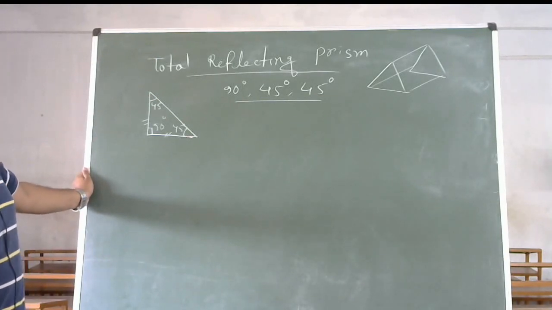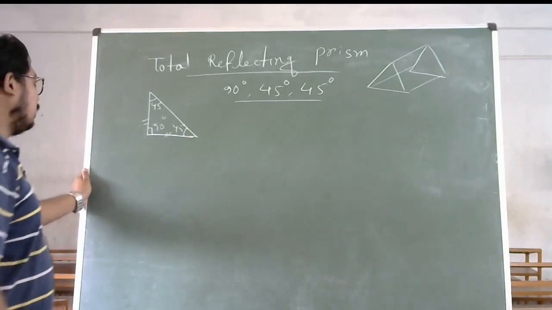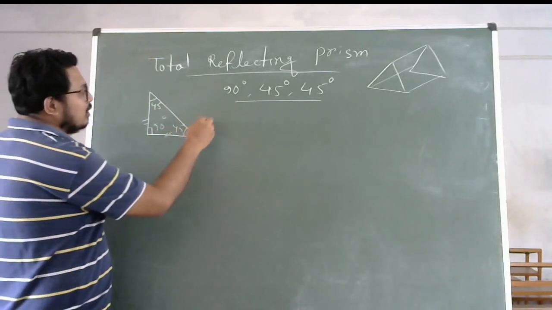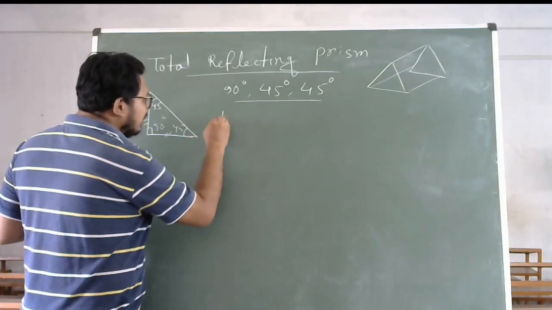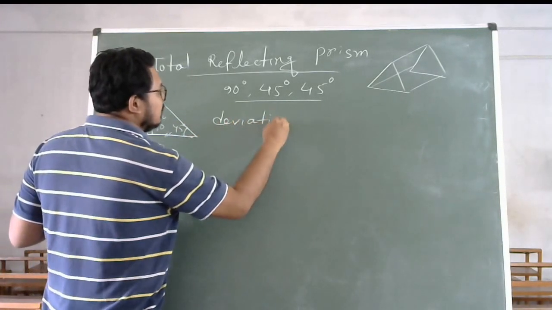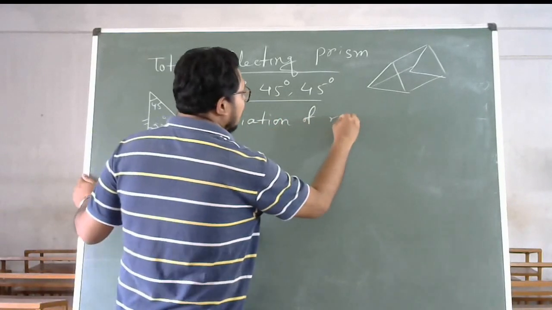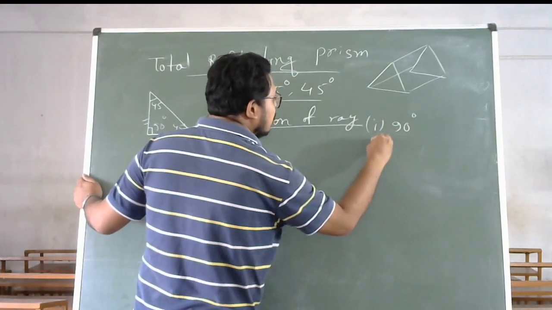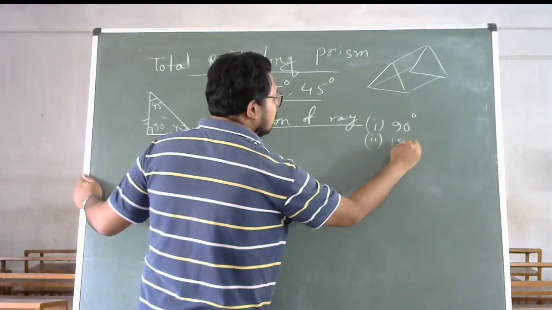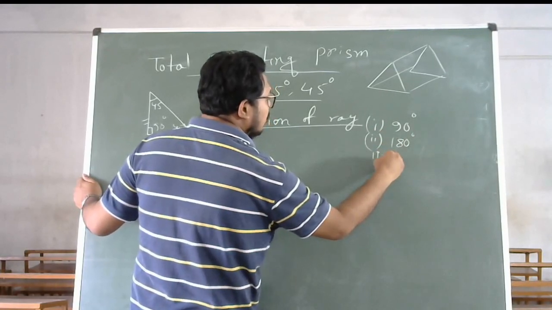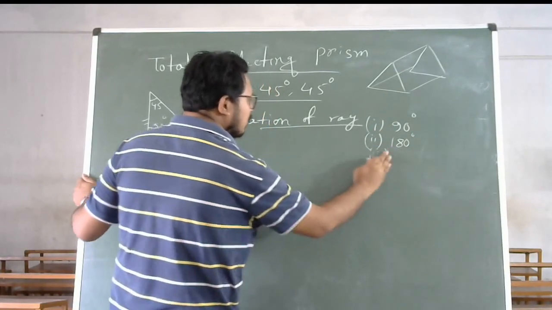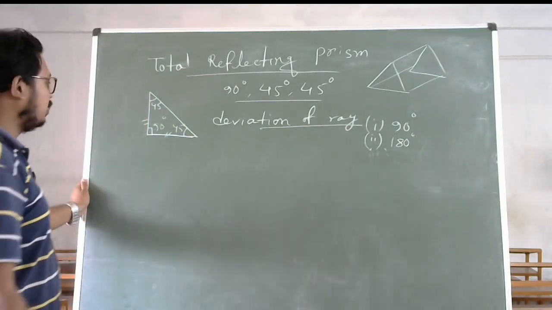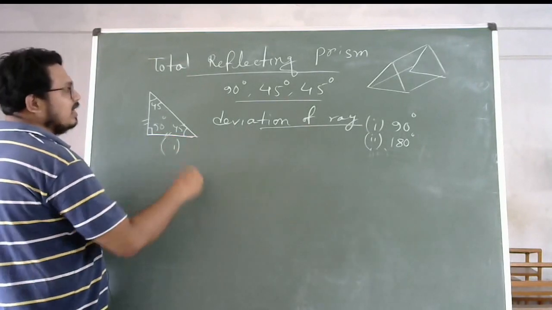You will get some ray diagrams, they will ask you to draw. Now, by using this total reflecting prism, we can deviate the ray by an angle of 90 degree, or 180 degree, and we can erect the image also. Normally we show 90 degree and 180 degree. So let's see first the deviation by an angle 90 degree.